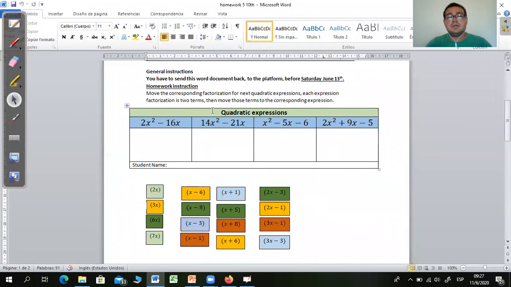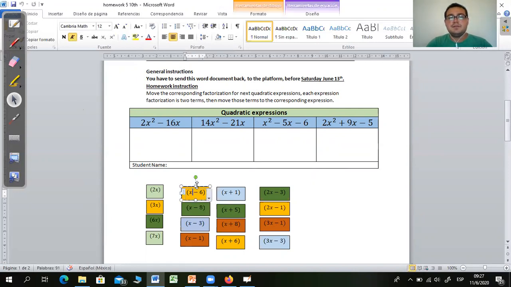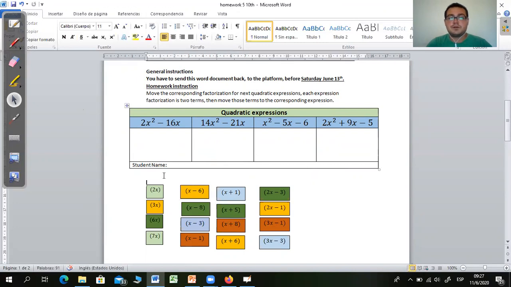So as you can see here, reading the instructions says: move the corresponding factorization to the next quadratic expression. Each expression's factorization is two terms, okay? Then move those terms to the corresponding expression. That means that if you said the answer for that expression is going to be just one term, it is wrong, because here you must fit two terms. You have to move two terms in there.